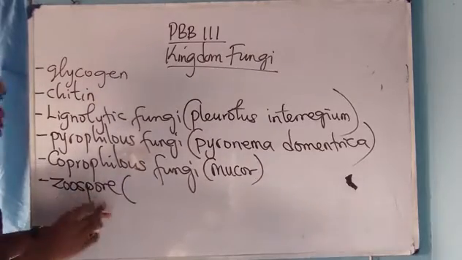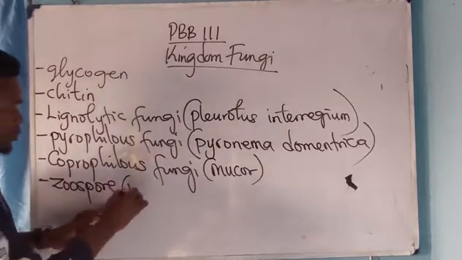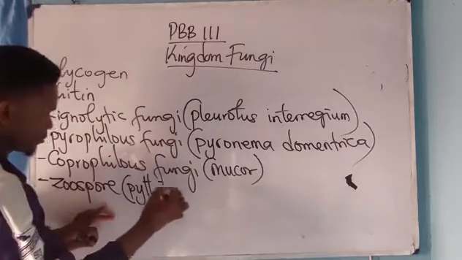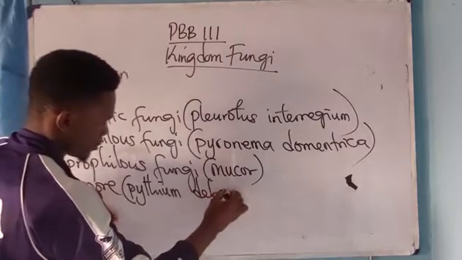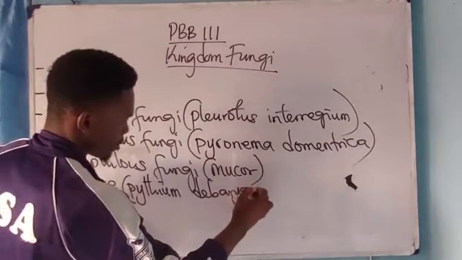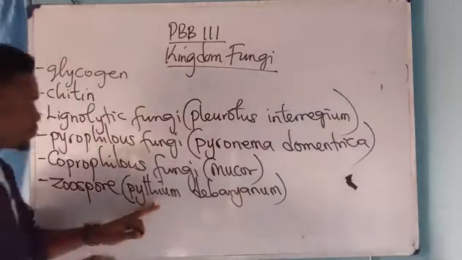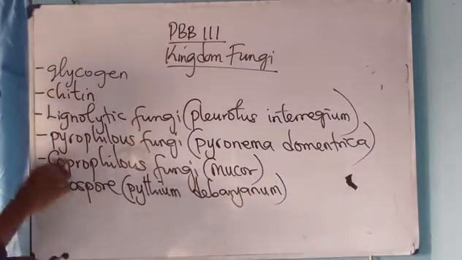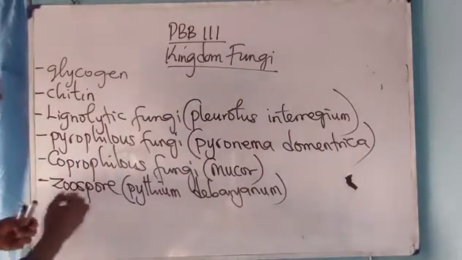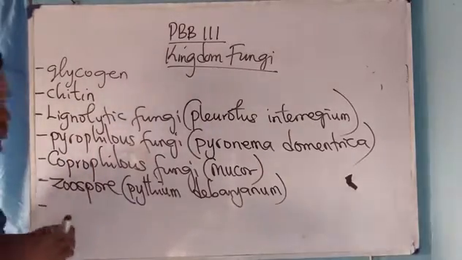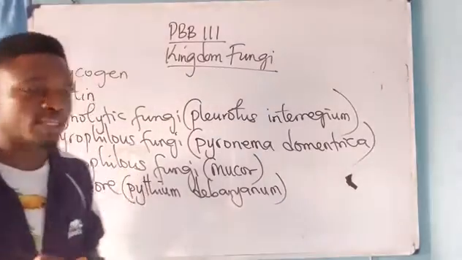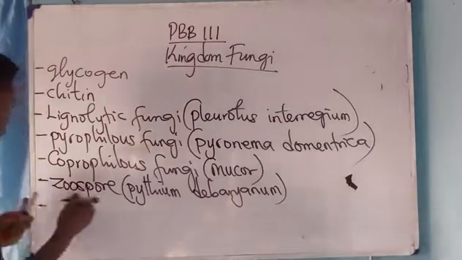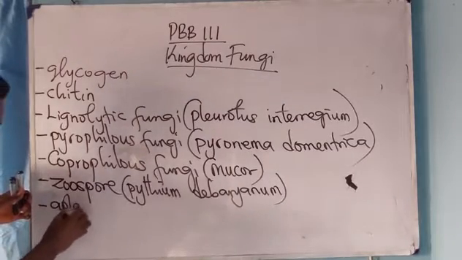Zoospore means a multi-spore. A good example is produced by Pythium dibaranum. Pythium dibaranum produces what? A zoospore, which means spores that are motile. Then there are some that are non-motile. Some spores are non-motile, and these non-motile or immobile spores are called what? A planospore.